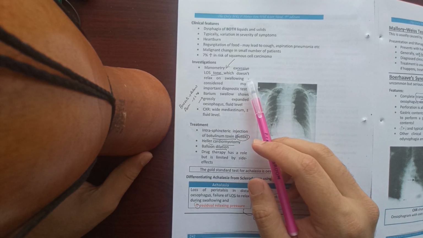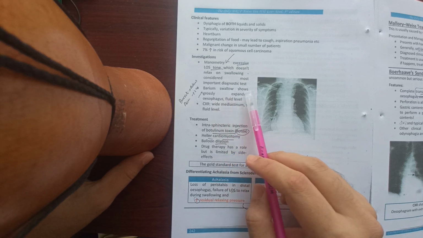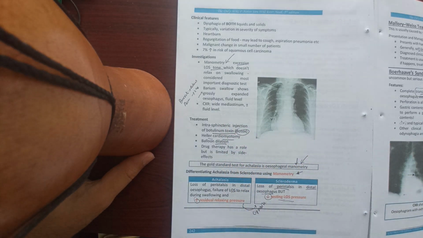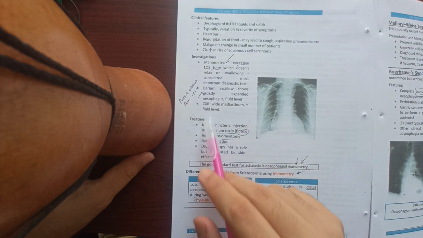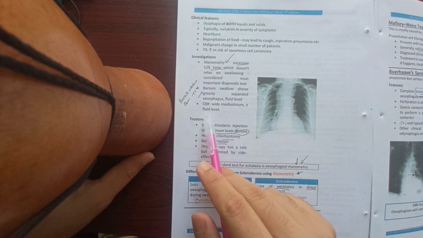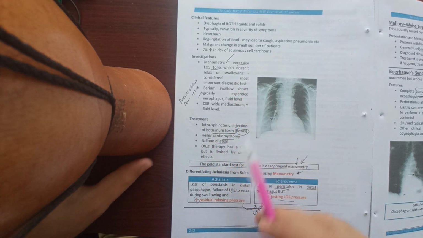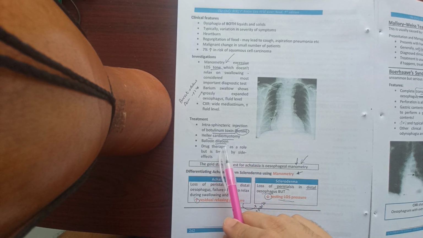Investigation: manometry shows excessive LOS tone which doesn't relax on swallowing. Consider it the most important diagnostic test. Barium swallow shows a grossly expanded esophagus with a fluid level, and a wide mediastinum. Treatment can be intrasphincteric injection of Botox, Heller cardiomyotomy, or balloon dilatation.